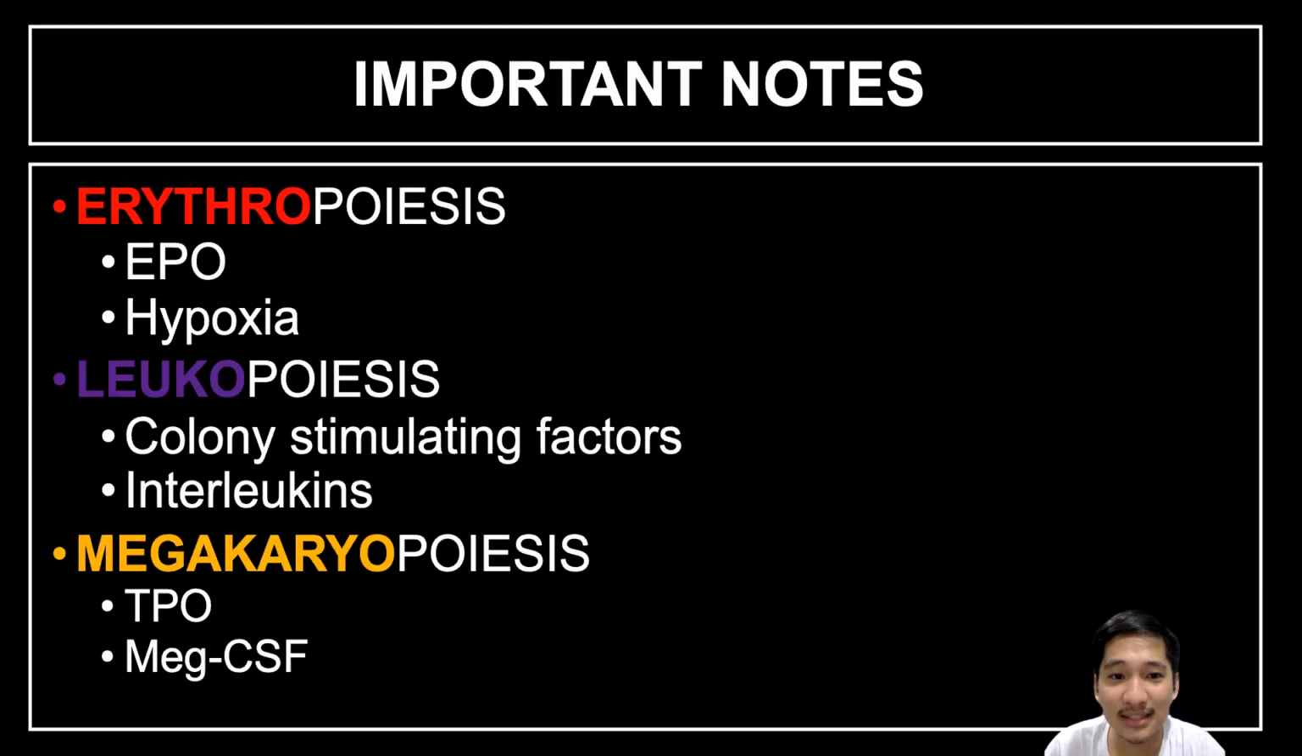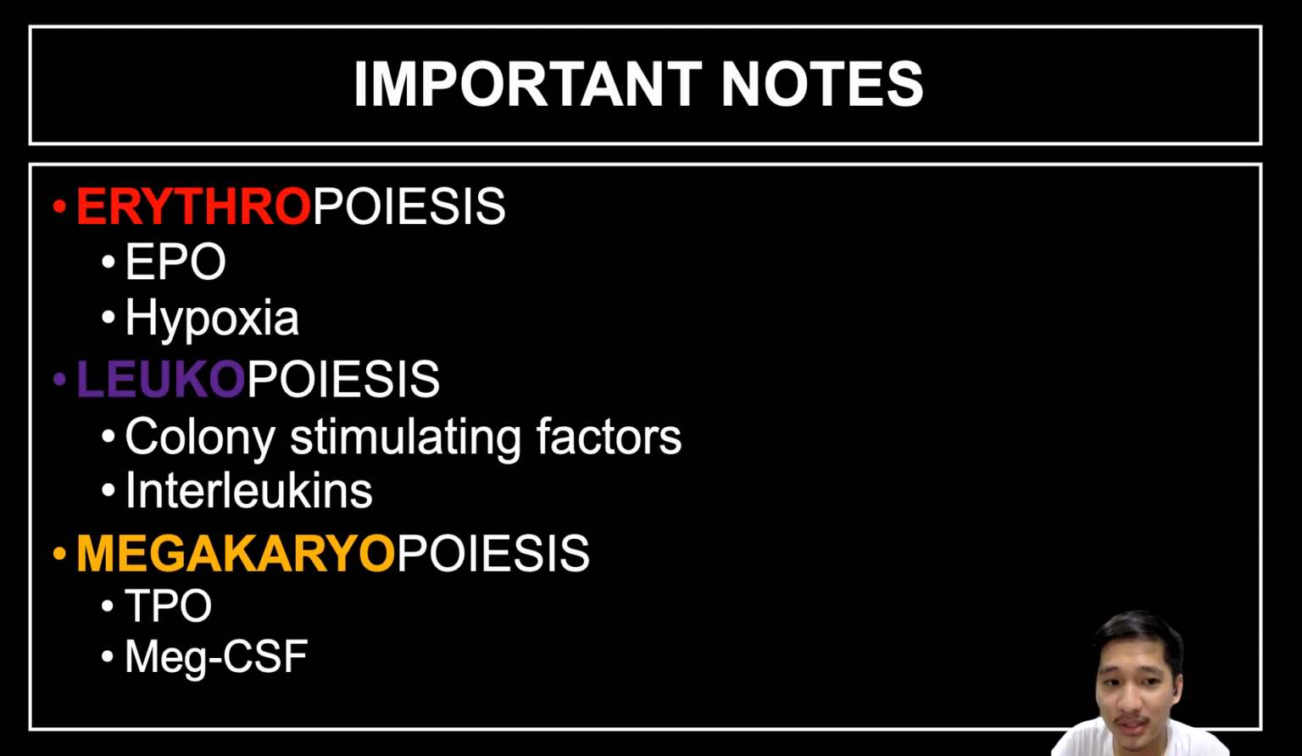I think this is my last slide. We have an important note that erythropoiesis is usually stimulated by erythropoietin. This hormone is produced in our kidneys. Also, erythropoiesis, or red blood cell formation, is stimulated by hypoxia. When there is a decrease in oxygen level, the bone marrow interprets this as a lack or decrease in red blood cells, so it acts by releasing more red blood cells or reticulocytes into the peripheral blood.